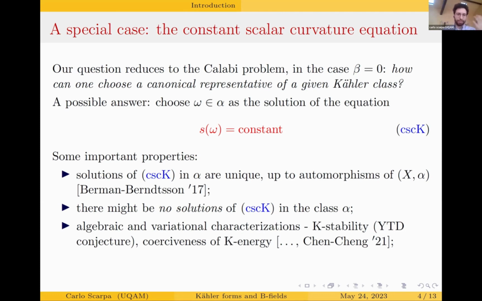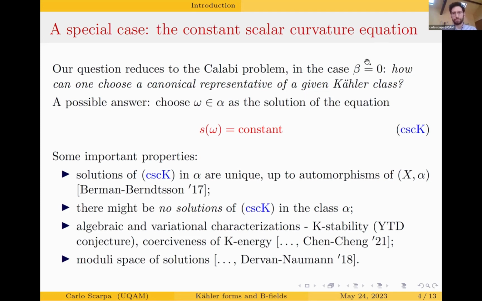By now we have some very interesting results, both from the algebraic side that we heard about, but also from the analytic side, such as the coerciveness of the K energy, which is one of the main results, as was mentioned by almost everyone in the previous days. Also this equation allows you to build moduli spaces of solutions, at least in some particular cases. So these are all very nice properties that we would like to have also for the equation that we're going to consider in our more general case when beta is different from 0.